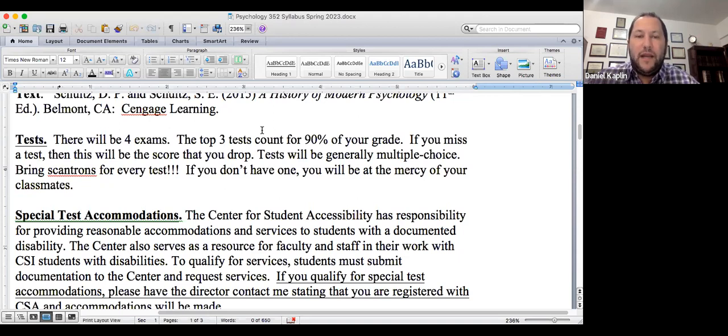Otherwise, am I going to keep a spreadsheet on how many times you raised your hand and whether your question was substantive or not? That's so subjective. So yes, participation is directly linked to attendance. That's a very good question.